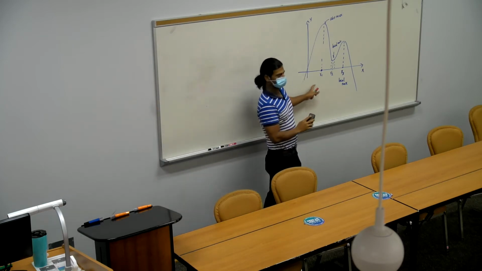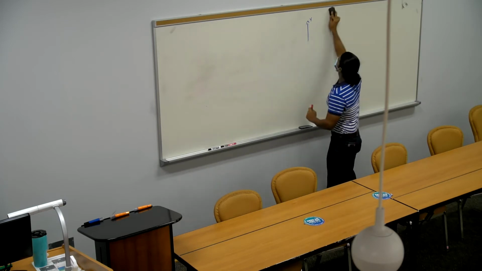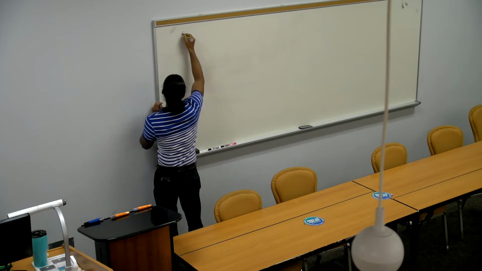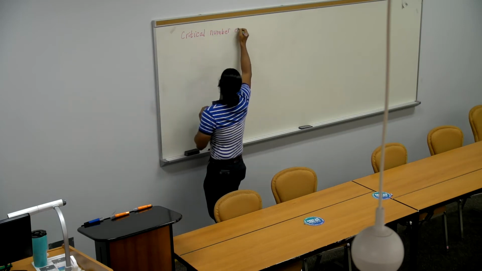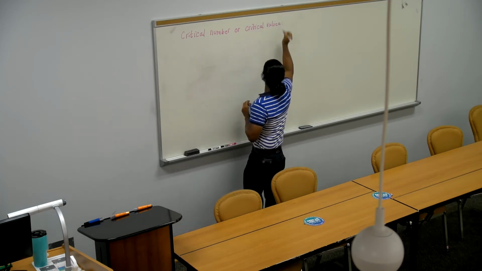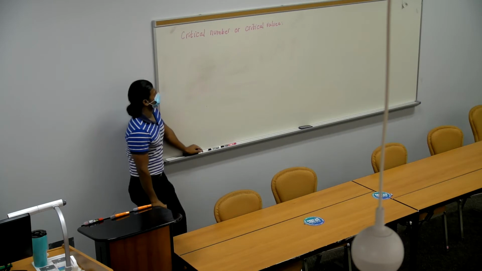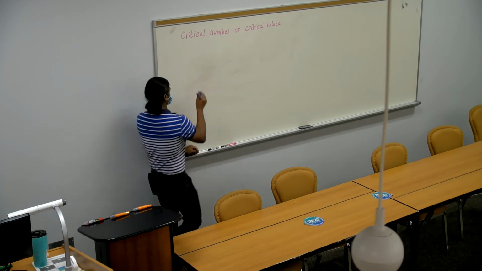Can I erase this? Critical number or critical values. Now, why are they so critical?